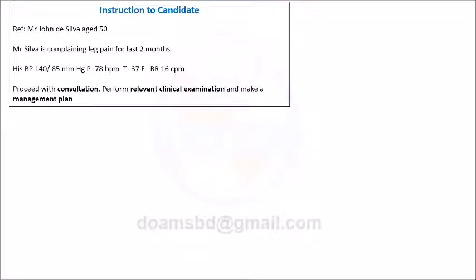Okay. Sir, yes, actually, this is a case of peripheral vascular disease. So in general examination we will rule out all the examinations which are related to vessels, for example.